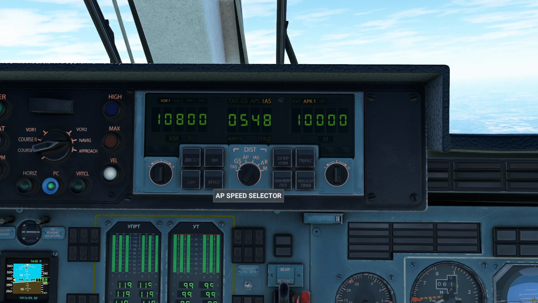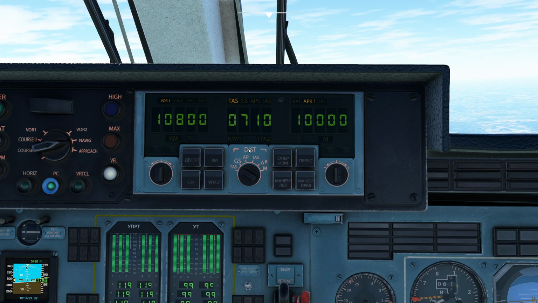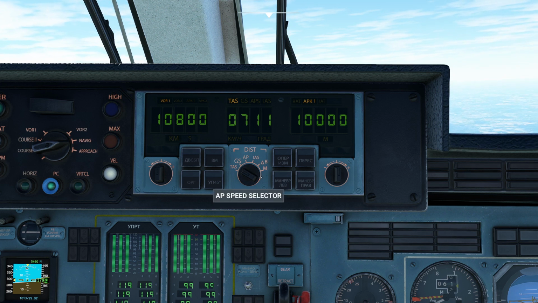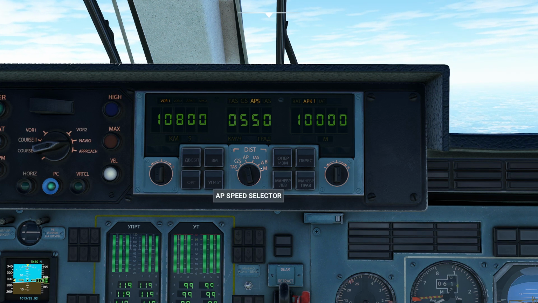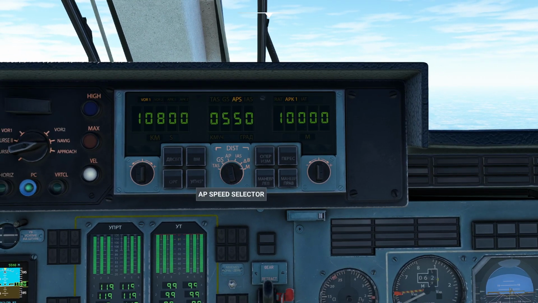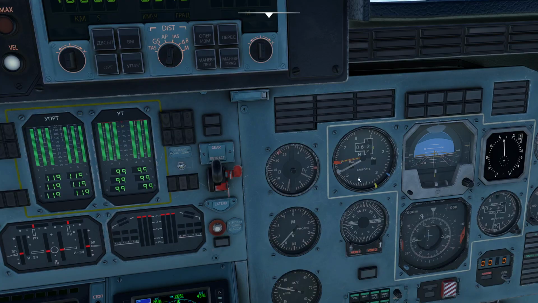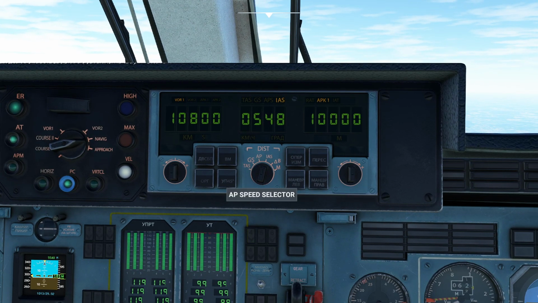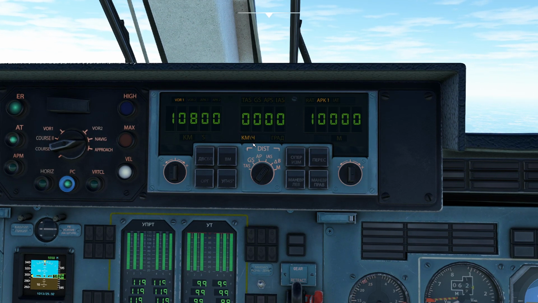Over here on the left-hand side, I have the ability to select all my different speed options. TAS is true airspeed, GS is ground speed, APS is going to be selected autopilot speed. You can see right there, it's already ready to go. IAS is indicated airspeed. We're doing 550, which sounds about right. This Delta B, I'm still working this one out. I have a theory, but I'm not sure.